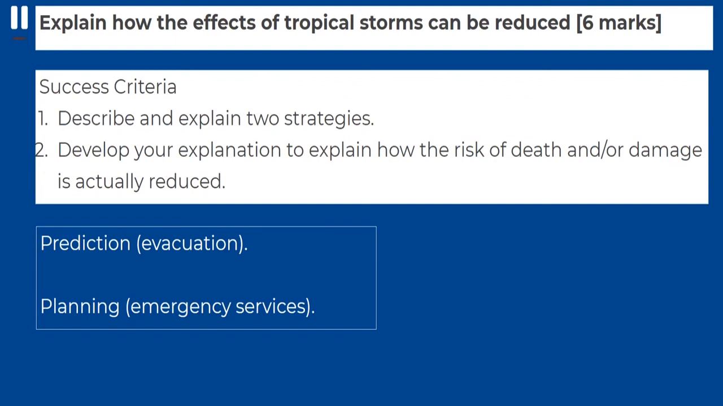The key is, can you describe the strategy and can you then explain how it is useful in reducing the effects of tropical storms? Try and explain your point in a very well-rounded way so it is fully developed. So please pause the video at this point to complete this activity, and then when you're ready to mark your work, you can resume the video and then we can have a look at an example answer and you can mark your answer too.